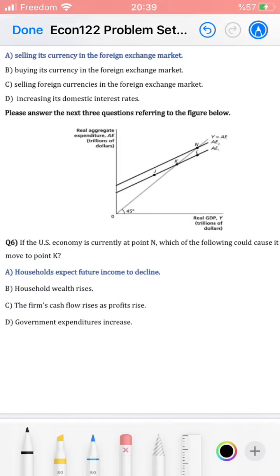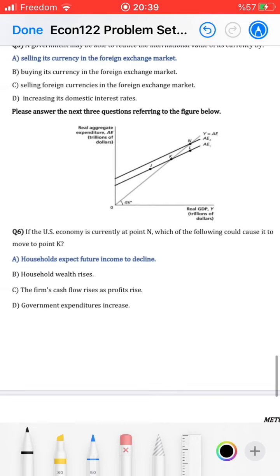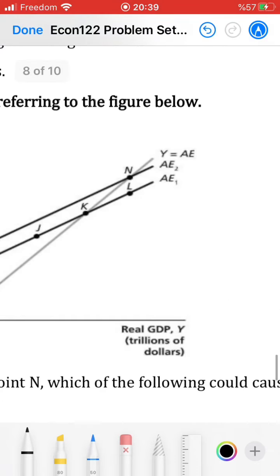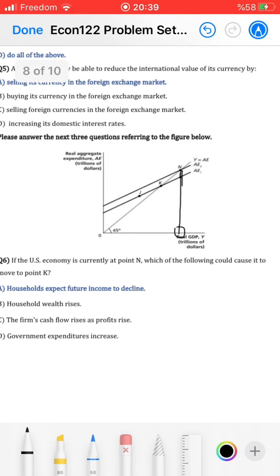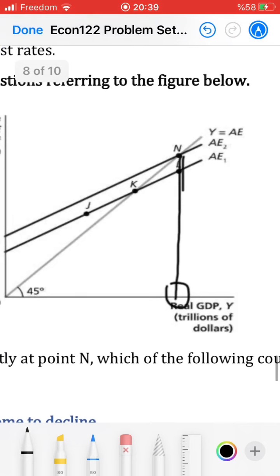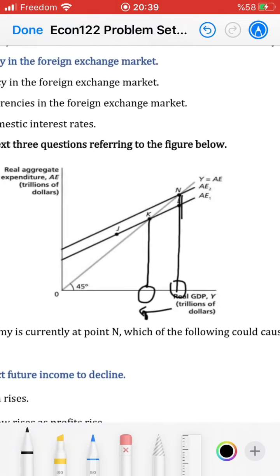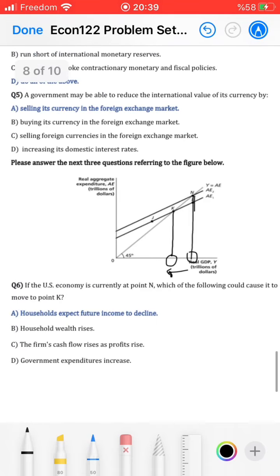Remember that. For the next 3 questions, we'll answer them by looking at this graph. It shows the Keynesian short-run aggregate expenditure income model. Question 6, if the US economy is currently at point N, our income is here, right? Which of the following could cause it to move to the point K? In the point K, our income is here. So our income decreases. What might be the reason of this decrease in our income?